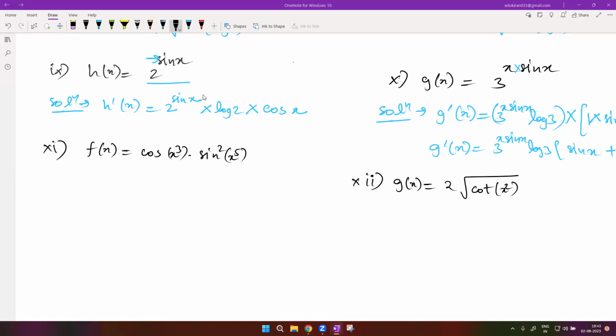cos x cube into 2 sin x raised to 5 into cos x raised to 5 into 5x raised to 4, minus sin square x raised to 5 into sin x cube into 3x square. Yeah, correct. Just a minute. Yeah, correct. The answer is correct.